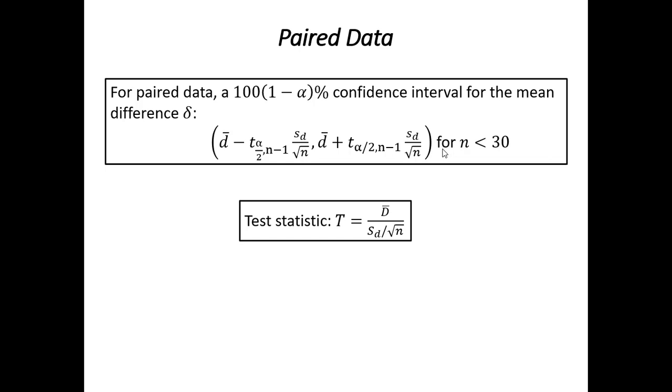Now we use D to denote the difference in each pair, and D bar would be the average difference. So here in the formula for confidence intervals, you see a D bar, we see a T term. Now n minus 1 is the degrees of freedom. Here n is the number of pairs. The S is the standard deviation of the differences, and then here we have the square root of n. So our test statistic is simply our D bar, the average of the differences, and in the denominator we have the standard deviation of the differences divided by the square root of n.